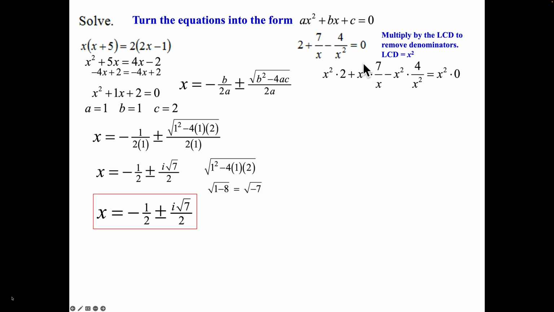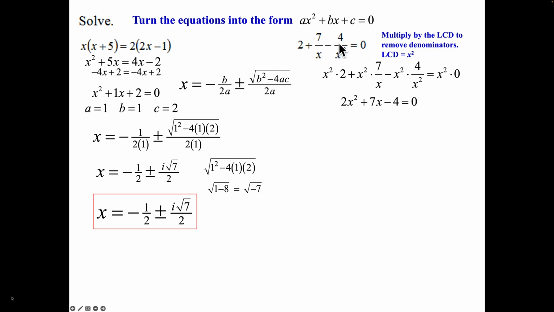1x will cancel with one of these x's up here. So this x is going to leave us a 7x. And now we have 2x squared plus 7x minus 4 equals 0. Now we're in the format that we want. So basically what the author did is take this equation and divide everybody by an x squared and made this new equation.